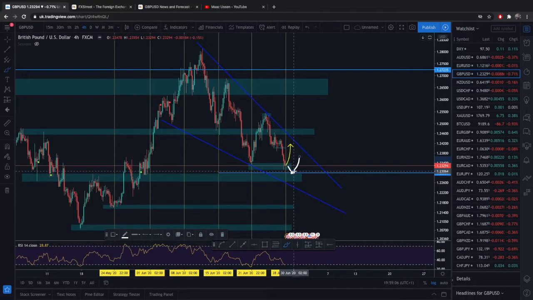If this happens, I'll be looking for a buy setup around here for my first one. If the price manages to reach here somewhere midweek, or even Wednesday, Thursday, then I'll be looking for some sell setups to come into play.